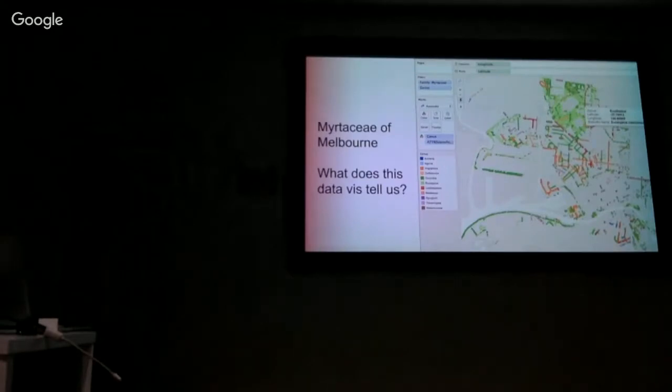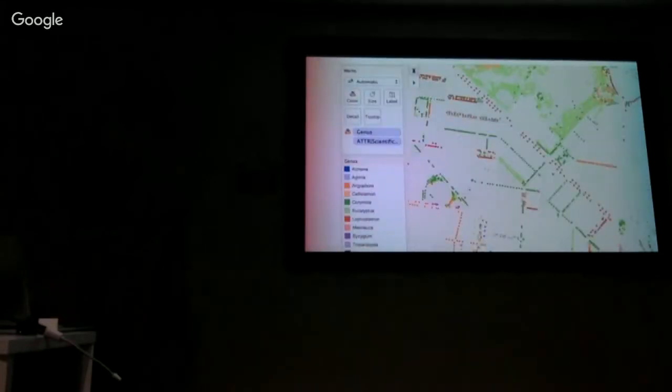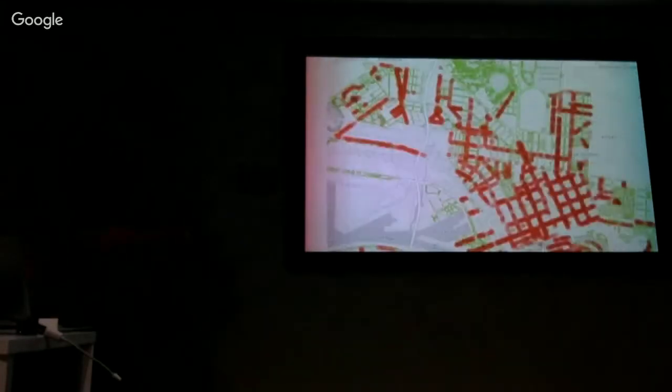And there, what am I doing? I'm plotting types of trees as shown by color and location shown by location. What does this data viz tell us? Tells us that there are lots of gum trees in Royal Park. Insight. That's what it is, insight for us.